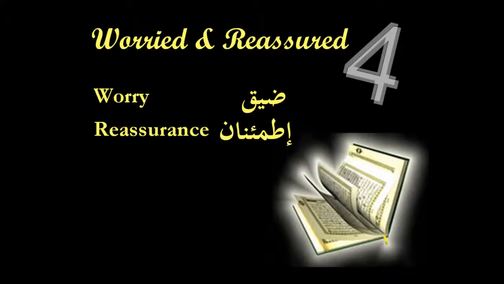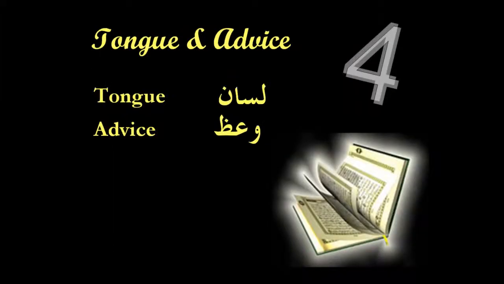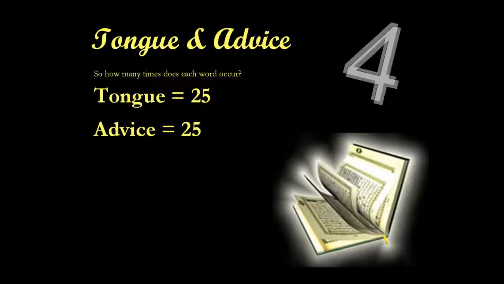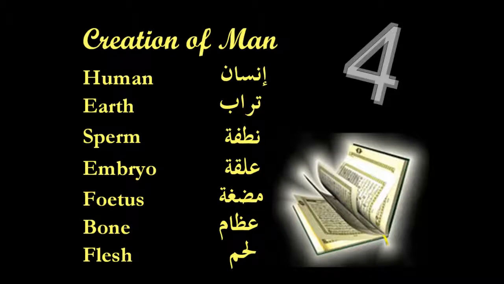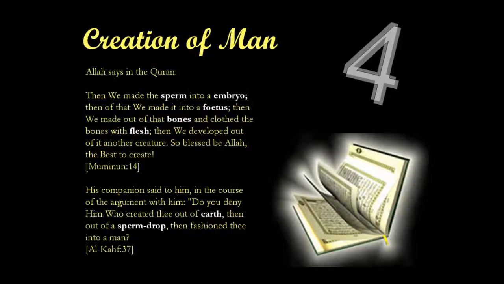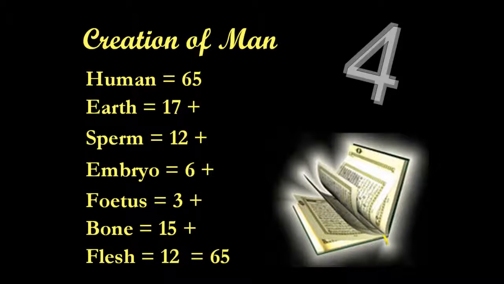Now there are some other examples which we haven't gone through in detail, but are easy to test. For example, dayq or worry and reassurance, itma'nan. Here we can see 13 and 13. Tongue and advice, here you see 25, 25. And also, if you search for human, insan, and you search for all of the component parts as described in the Quran, as mentioned in these 2 verses in the Quran, you can see that the human occurs 65 times, and all of the component parts, if added up together, total up to 65. Again, this is something that can be retested.